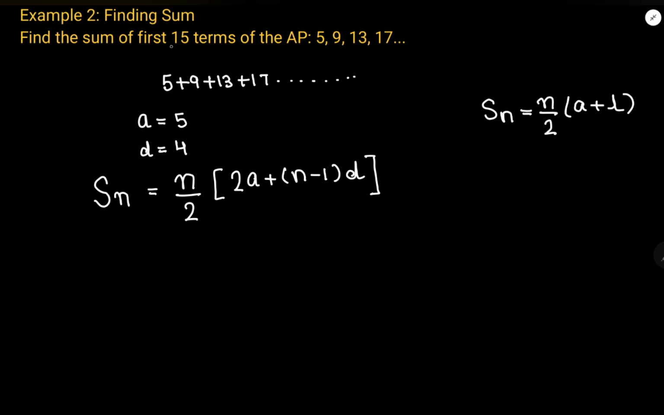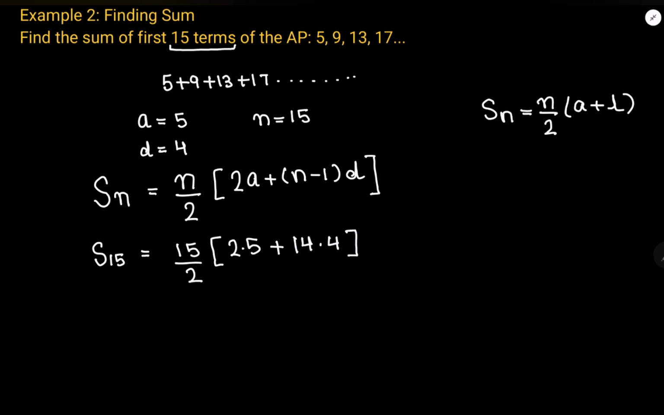We need to find the sum of 15 terms. That means we need to find S15. So what is n here? That means n is equal to 15, right? So we have 15 by 2, 2 times 5, a is 5, right? Plus n minus 1 means 15 minus 1, that is 14 times, what is d? 4. Are you getting it? If you have any doubt, you can ask me in the comment section.